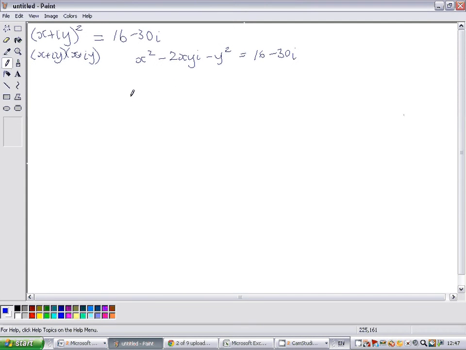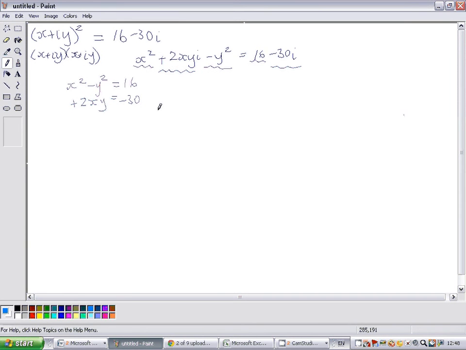And what you'll see again is we've got real and imaginary parts on the two sides of the equation. So x squared and minus y squared are real, they don't have any i's in them. So x squared minus y squared must be equal to 16. And then if we look at the imaginary parts here, take off the i's, you're just looking at the coefficients. Sorry, that should be plus 2xy, another error, plus 2xy is equal to minus 30.